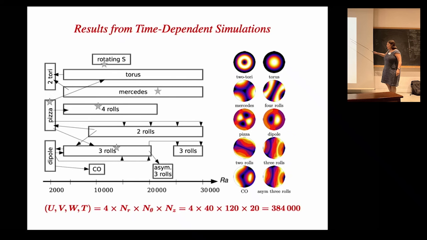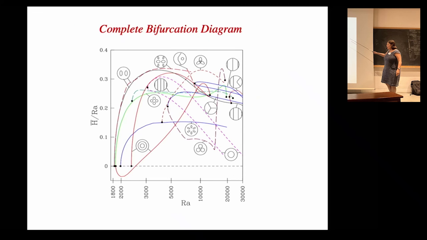And this, how many variables are there here? There are 384,000 variables because my grid is 4 in radius, 120 azimuthal, 20 in height, and there are 4 fields.